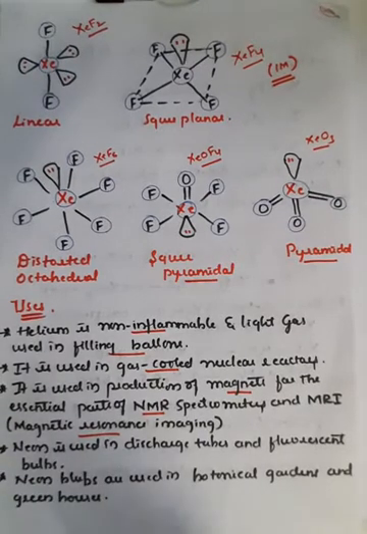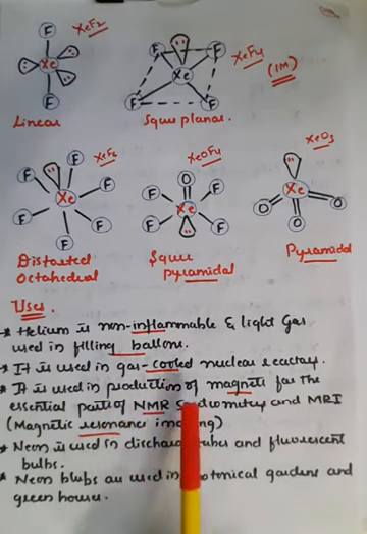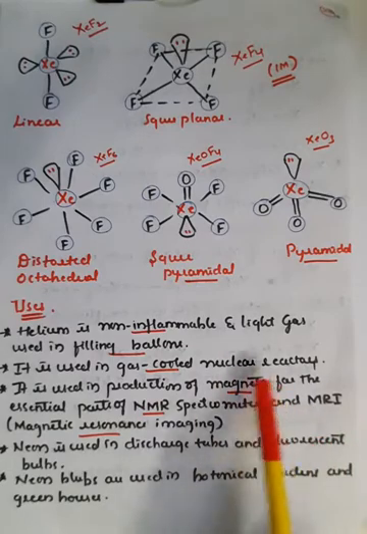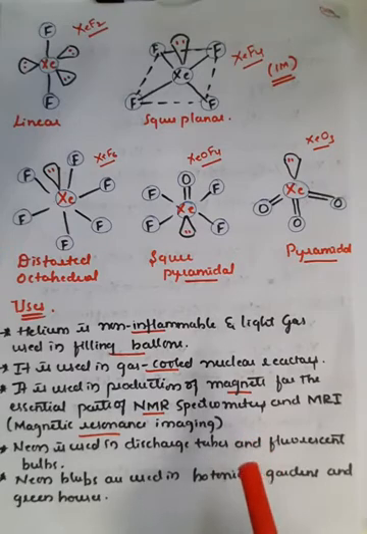So in those cases, for the production of those machines, generally for making the magnets which can be used in NMR as well as MRI, right? So in those machines we use magnets. For the production of those magnets, the noble gases or group 18 elements are generally used.